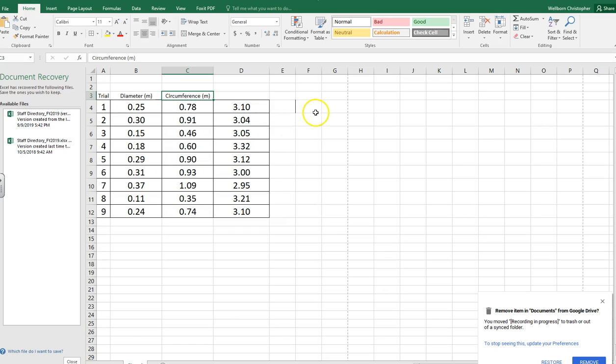So if we look at y equals mx, y would be the circumference, the m or the slope would be pi, which is what we're after, and the diameter would be the equivalent of the x. These here, we've already calculated pi by dividing the circumference by the diameter.